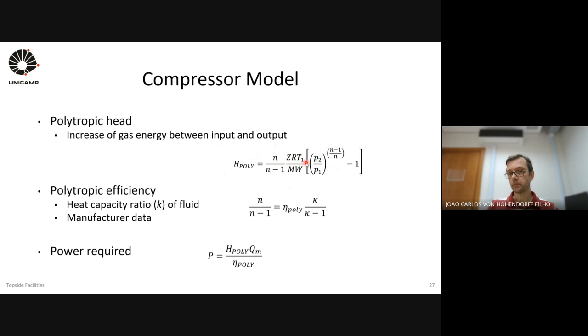So what is interesting to consider in terms of temperature is how the head is related to the power required from the system. What is interesting to verify? I want to operate with lower temperatures. That's the idea. If you look at some diagram of a gas compression system, you see some coolers along the system, because to compress the gas it is interesting to reduce the temperature, to reduce the polytropic head.